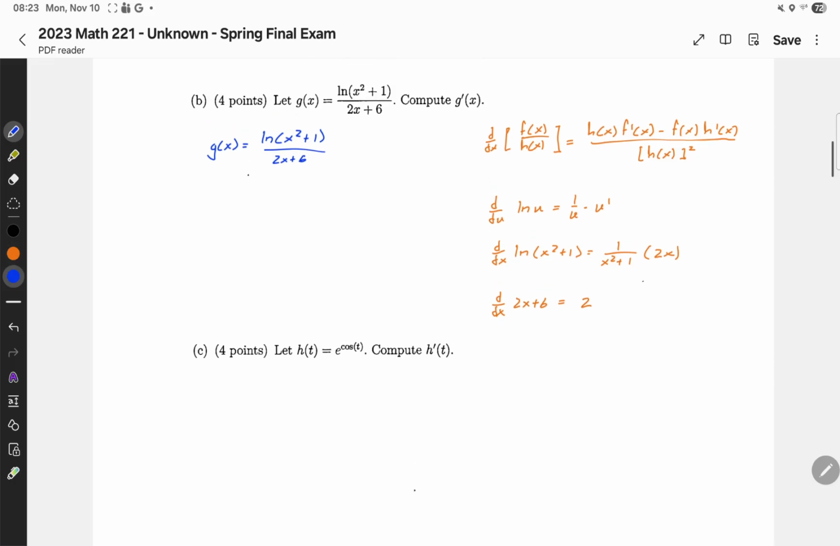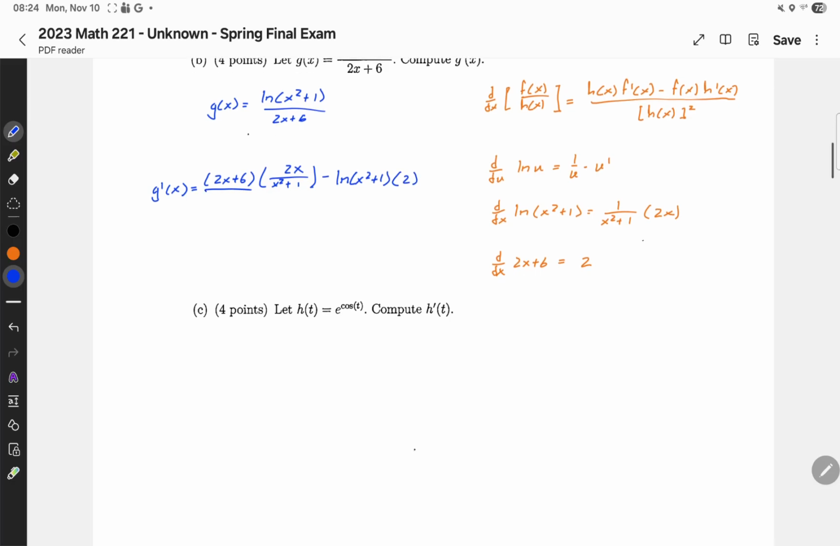So now we can find g prime. G prime of x is going to be equal to the bottom, 2x plus 6, times the derivative of the top, which we found to be 2x over (x squared plus 1), minus the top, which is the natural log of (x squared plus 1), times the derivative of the bottom, which is just 2. All of this over the bottom term squared, (2x plus 6) squared. Again, we don't need to simplify, so I wouldn't even bother rearranging it all.